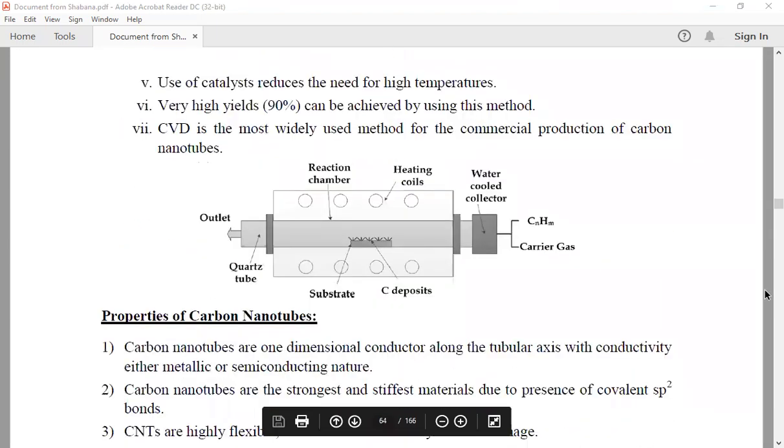Here is the diagram. It shows the construction of the chemical vapor deposition method. In this method, the apparatus consists of a reaction chamber, and heating coils are there to generate heat using electricity, and to give the heat to the system during the process of the reaction. One inlet and one outlet are present.